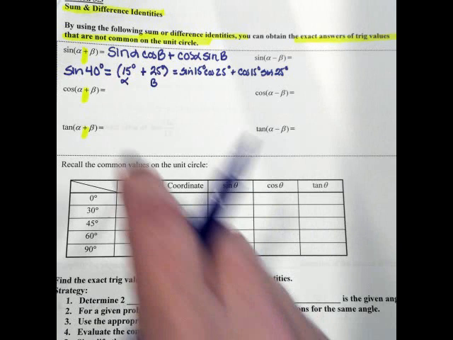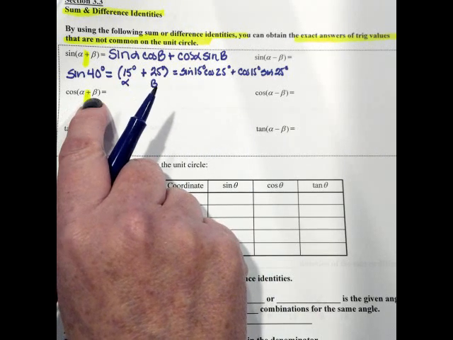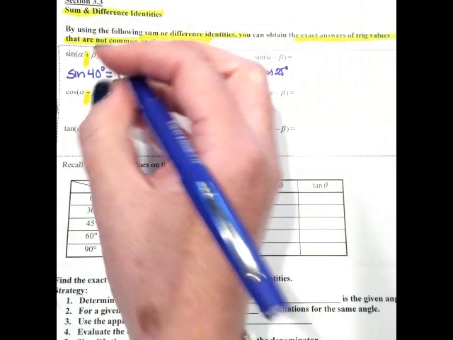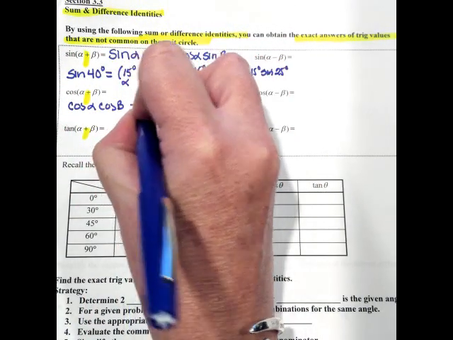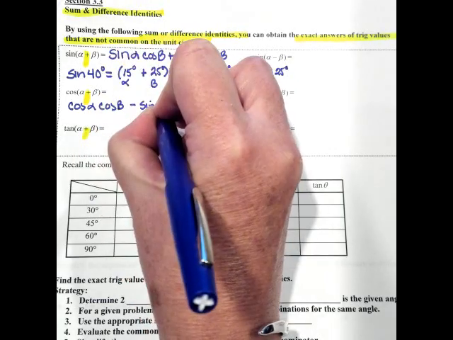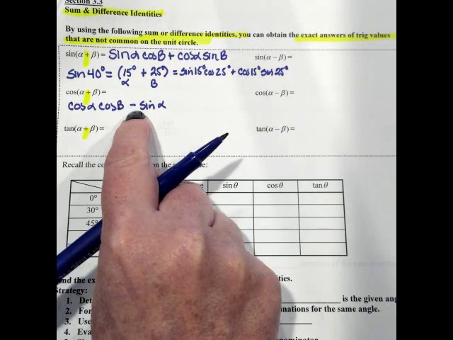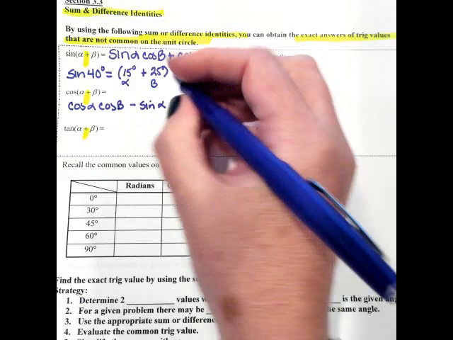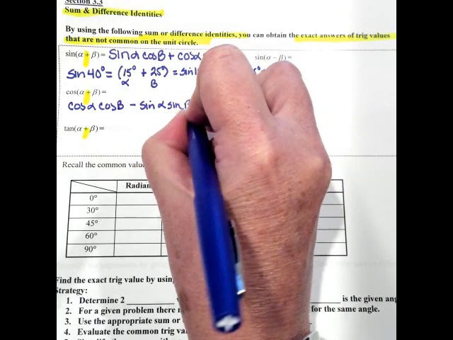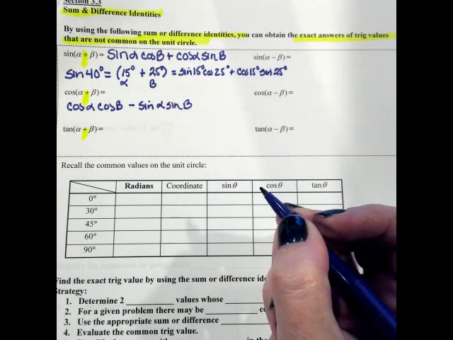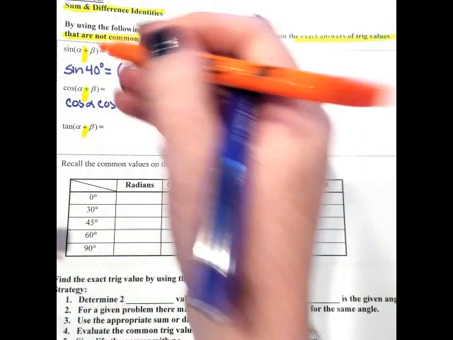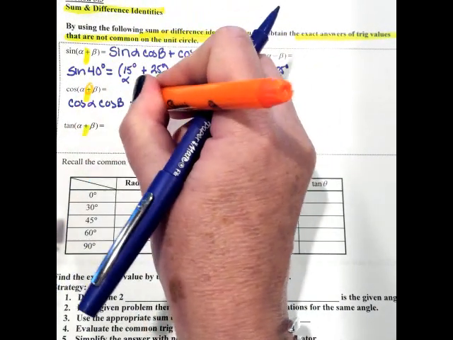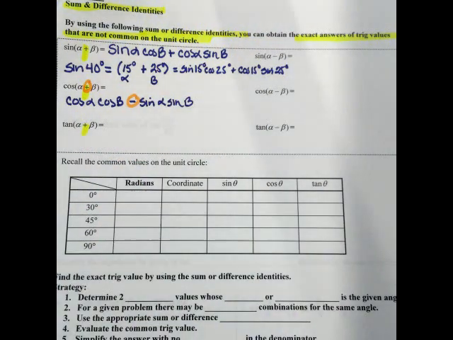The next one is your cosine alpha plus beta formula. So this formula is going to be your cosine alpha, cosine beta, minus, now notice, be careful, even though it's our sum formula, in the formula it's a minus sign. Sine alpha, sine beta. So just be careful, this one has the minus sign in it. Even though we're adding two angles together, in your actual formula it's a minus.